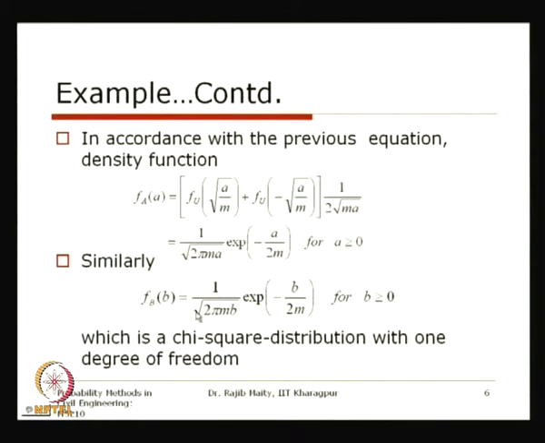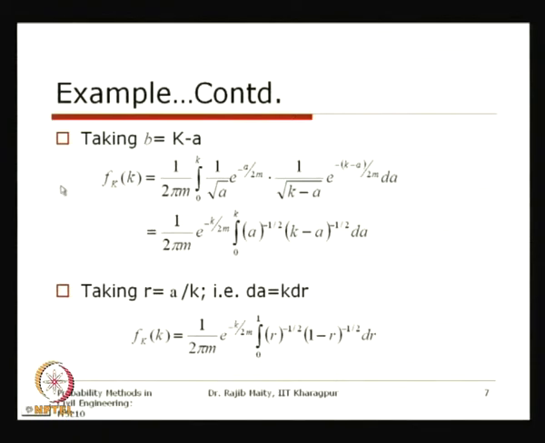So, it will be 1 by square root of 2 pi m B, exponential of minus B by twice m, for B greater than or equal to 0. This is a chi-square distribution with 1 degree of freedom, which we know. And now, if we want to know the distribution for k, you know that k equals a plus b, which can be rearranged as b equals k minus a. In the last class, or the last to last class, we discussed that if a plus b is one function, how to get the distribution of that one. So, we are using the same thing.